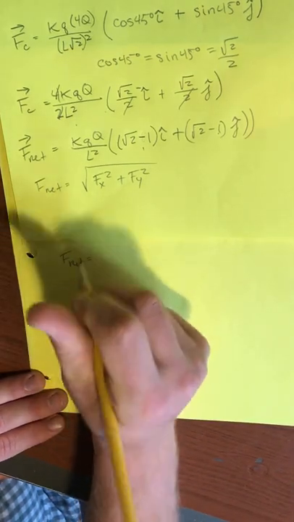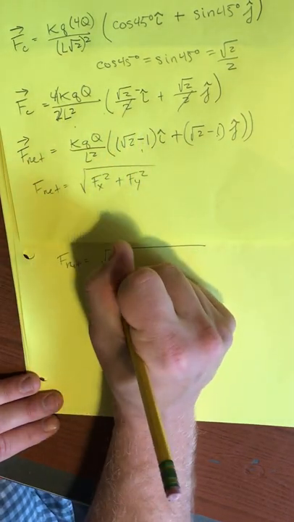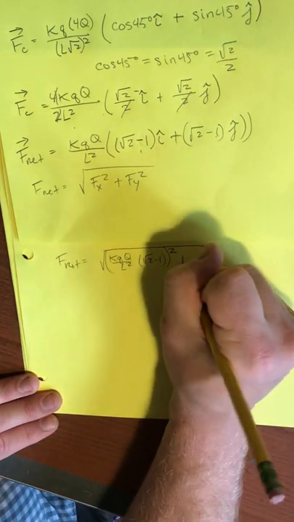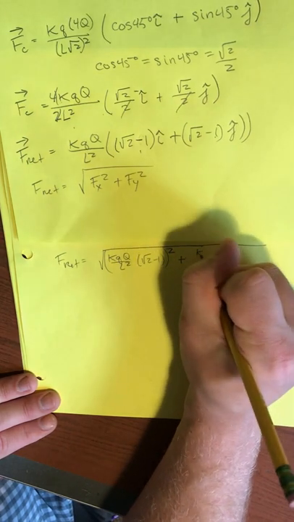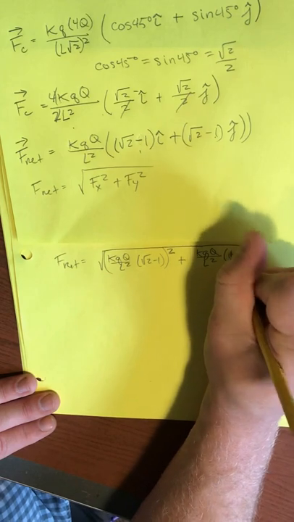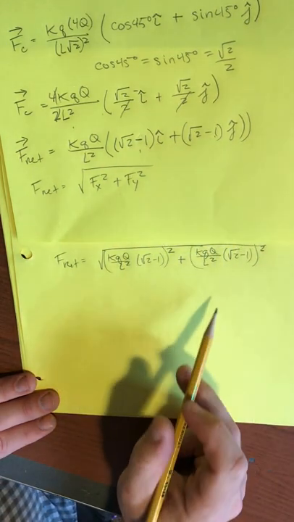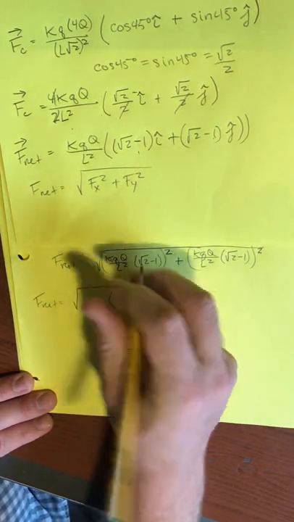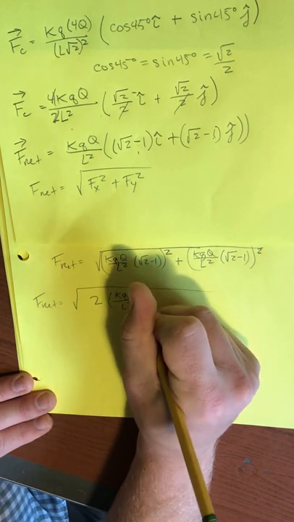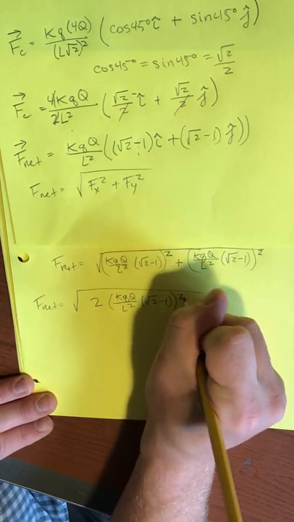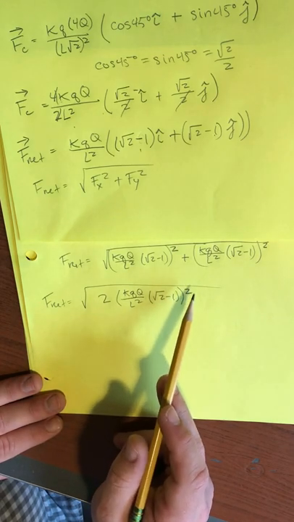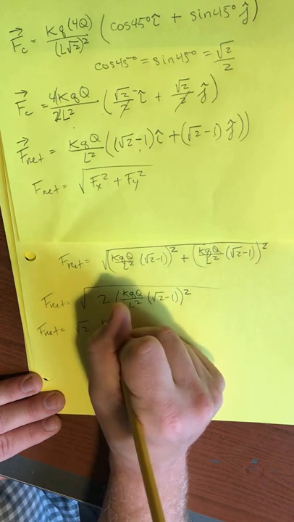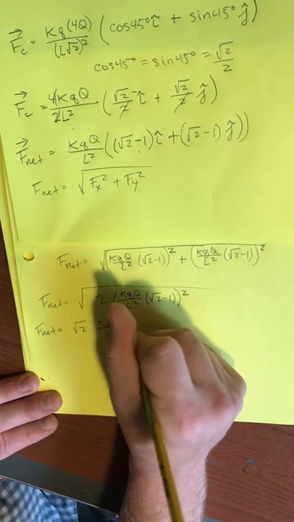So we're going to get that the net force is equal to the square root of this x component squared, which is going to be k little q big Q over L squared times the square root of 2 minus 1 all squared, plus the y piece squared, which is actually the same thing because we have this 45 degree symmetry here. So we can combine these two pieces and just get a 2 out in front. So the square root is going to cancel the squared here, and we get a square root of 2 out in front. So the square root of 2 times k little q big Q over L squared times the square root of 2 minus 1.